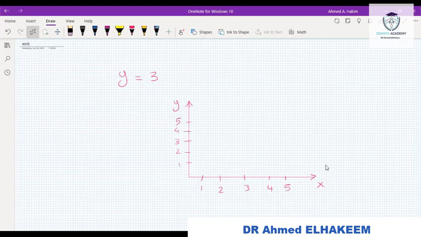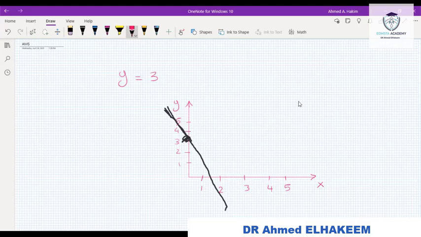Mister, can you see my drawing? No, I can't see your drawing. Try again. Oh, yes, now I see. Like this? Why like this? Because the intersection point is at 3. Okay.